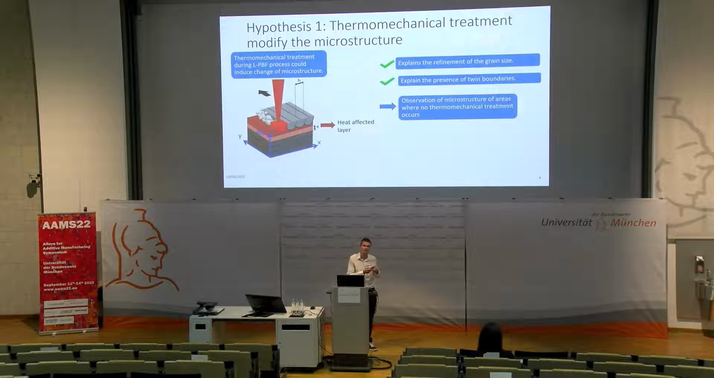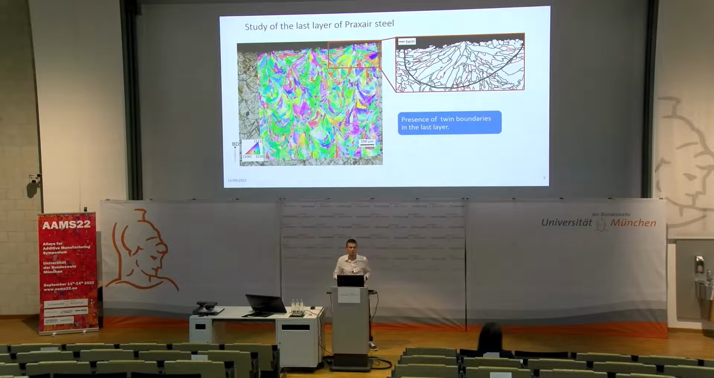To validate this hypothesis, we will observe the microstructure of areas where no thermomechanical treatment occurred, and we expect a different microstructure than the core material. The first area we observe is the last layer of the Praxair steel, and inside the last layer we still see a lot of twin boundaries. So this is quite unexpected with this hypothesis.